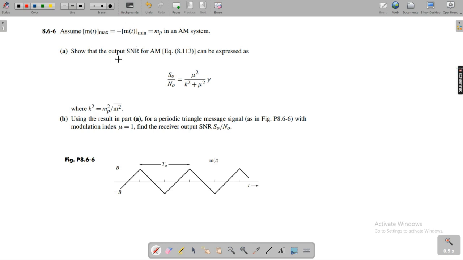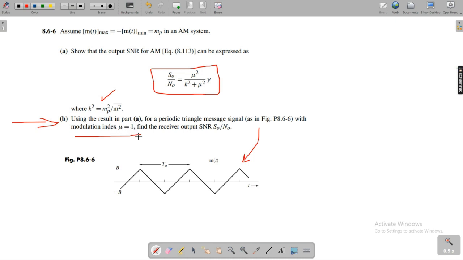And the first part is asking for what? He says show that the output SNR for AM can be expressed as this following form. However, this is not the part that we are interested in. We want to solve B directly, and B mentions that we will use the result from part A. So we will use this result directly and this point for a periodic triangle message signal in this figure. We will use this signal with a modulation index mu equal 1.